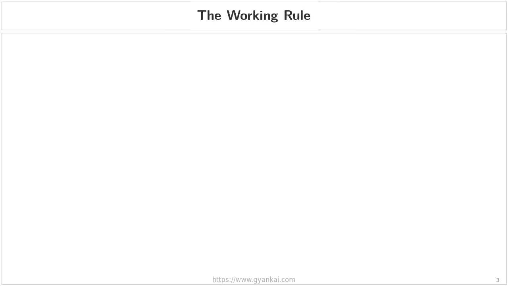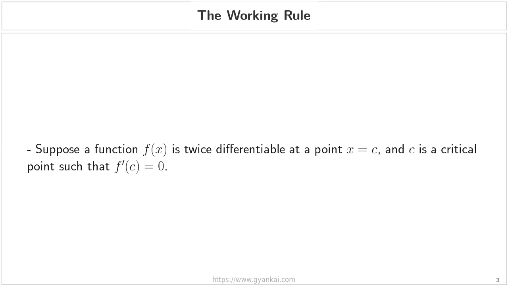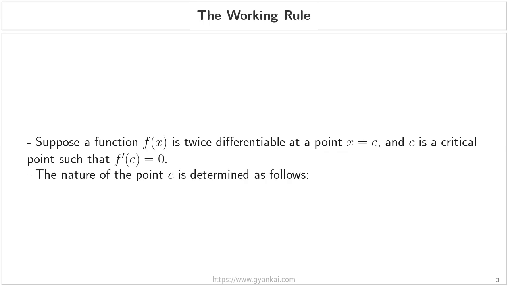The working rule. Now that we have a conceptual understanding of concavity from the previous slide, let us look at the formal working rule for the second derivative test. Suppose we have a function f(x) that is twice differentiable at a specific point x equals c, and we have already established that c is a critical point where the first derivative, f'(c), equals 0. Under these conditions, we can determine the nature of the point c as follows.